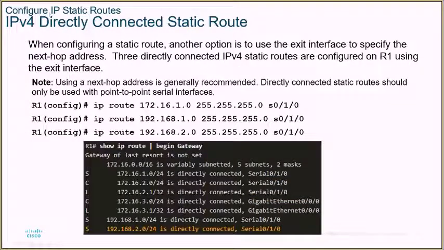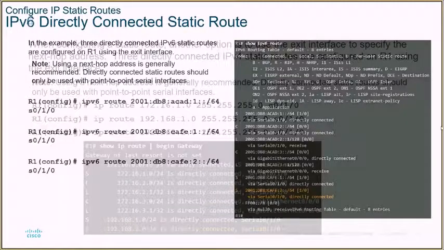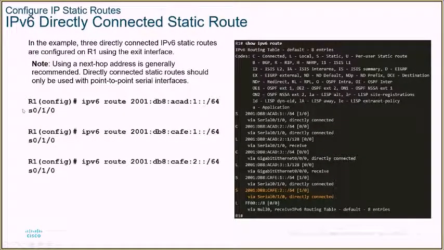So with IPv4, you had the option of using an exit interface. On that diagram, it was a serial link. You can do exit interface instead of the next hop IP address, and that would work just as well. And so again, you have your static routes here, and that again would work just as well. And of course, you can do the same thing with the IPv6 routes. You can use an exit interface instead of the next hop.